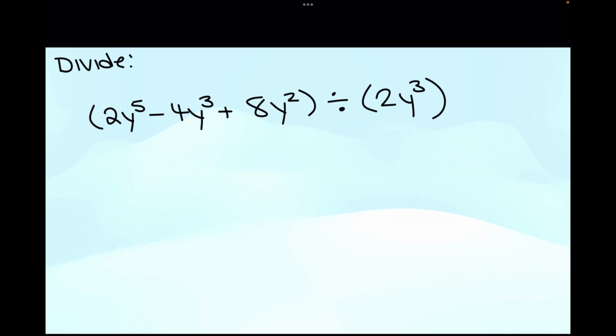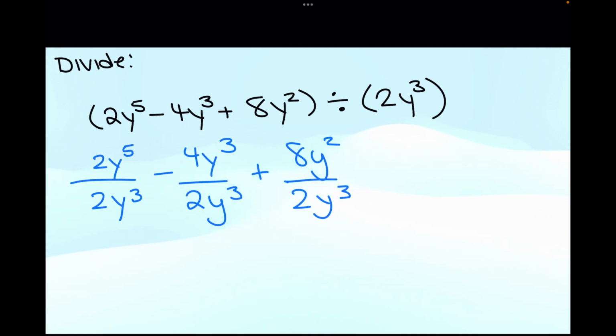Here's another one. 2y to the fifth minus 4y to the third plus 8y squared divided by 2y to the third. So I'm going to divide all three terms by 2y to the third. First term, 2's cancel out. Y to the fifth divided by y to the third is y squared. You can subtract the exponents. 5 minus 3 is 2.